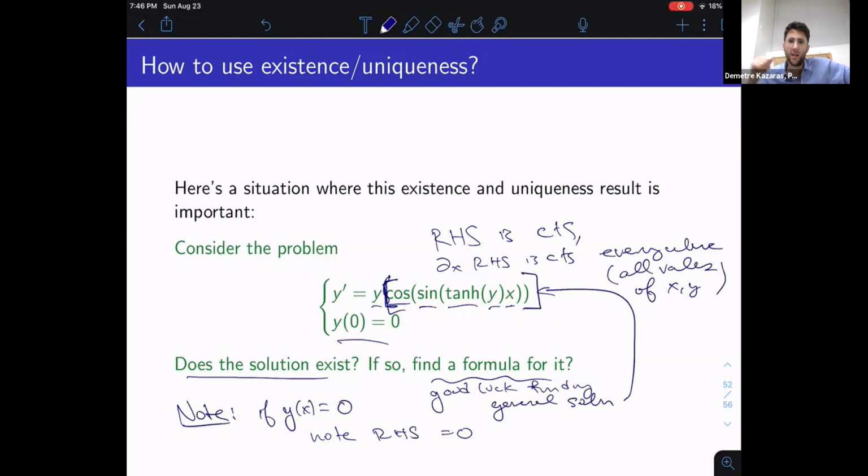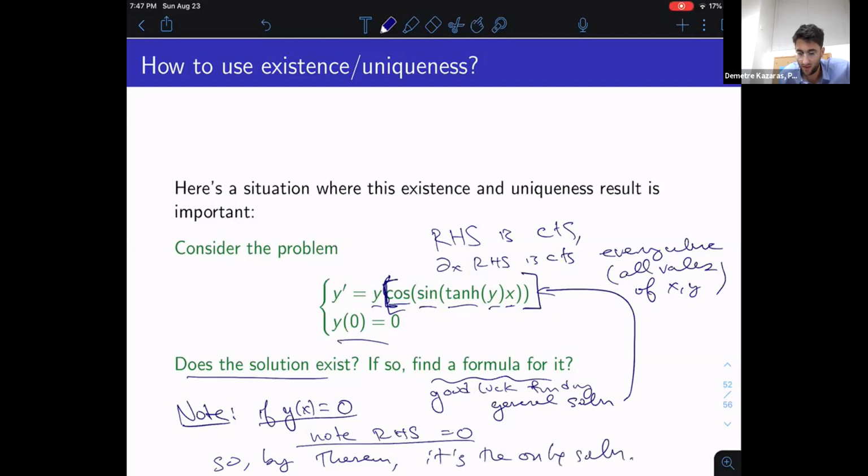All right. So by the theorem, we know that a solution exists for all time, for all values of x. It is a global solution, you could say, and it is unique. Well, I just wrote down a formula for a solution. So I found a solution. So by the theorem, it must be the only one. So it's the only solution to this initial value problem.